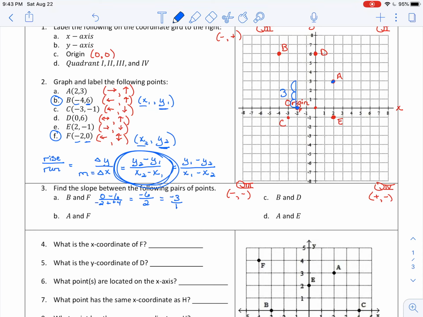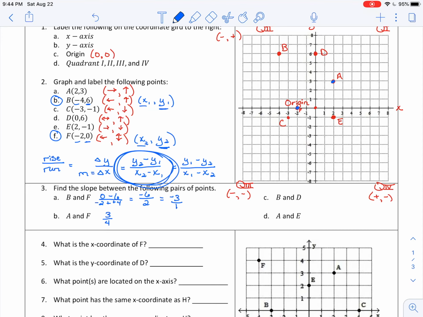And then I'm going to run. So I'm here right now. I need to run 1, 2, 3, 4 boxes over. So I'm just counting the rise and the run. So if I rise 3 and run 4, they are both up and right. Those are positive directions. The slope would be 3/4.